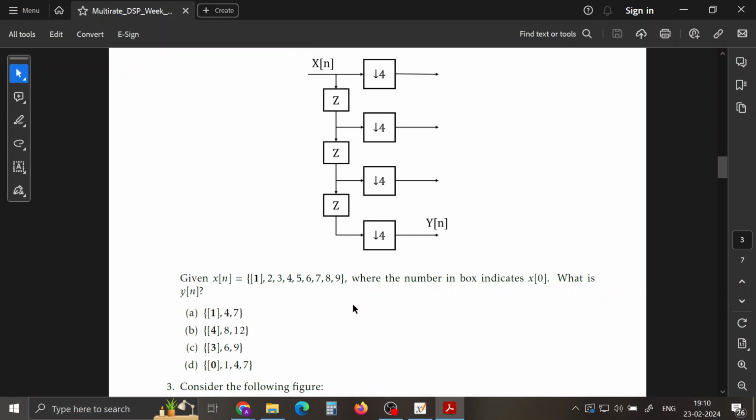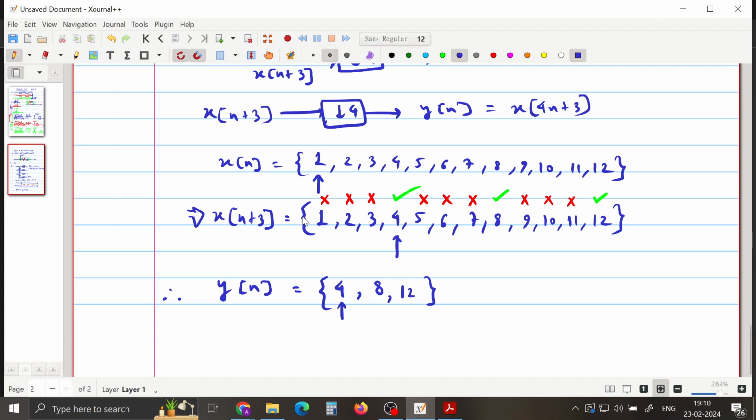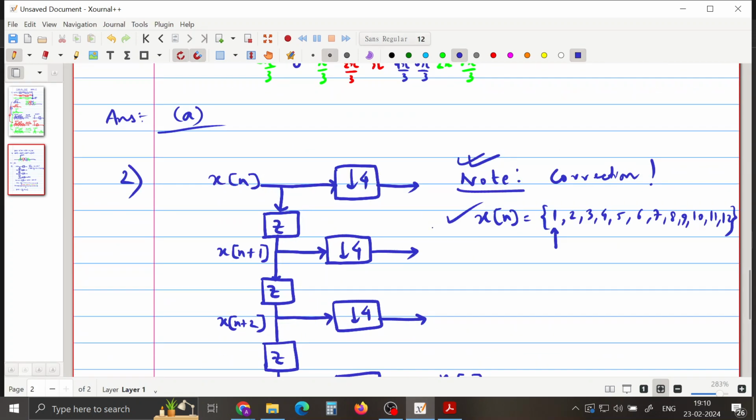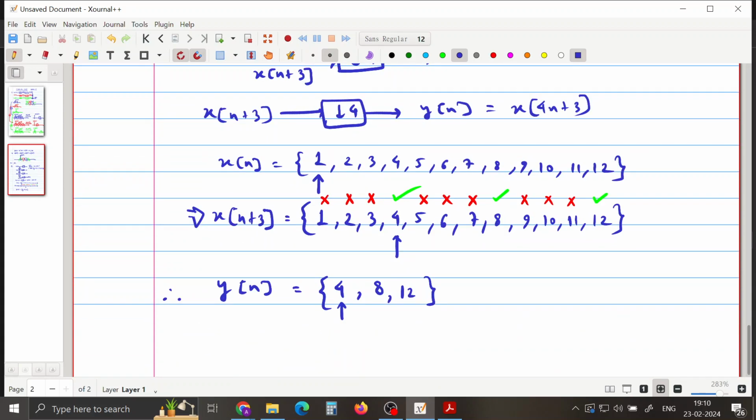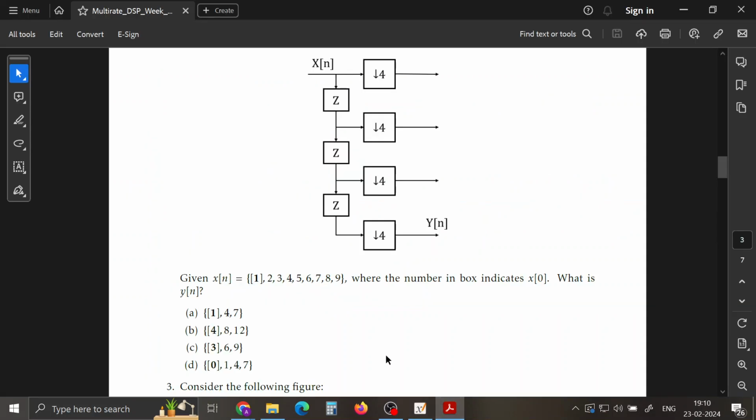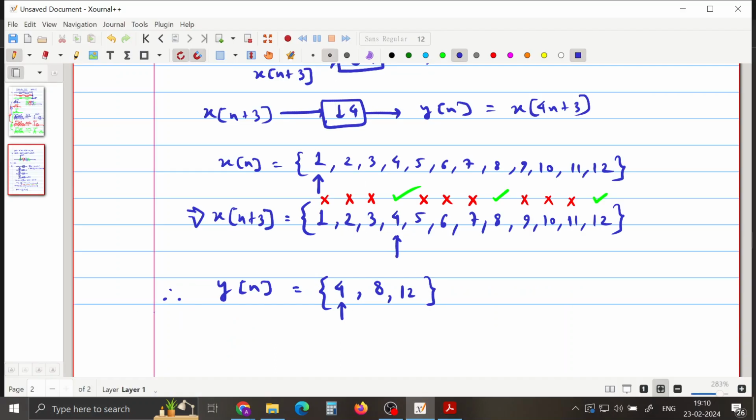And in the question, there is one correction in the input sequence. It's not up to 9, it's up to 12. Maybe I'll update the question and then upload it. So anyways, I have mentioned it here. X of n is this. Okay. So this is our y of n, and it matches with option B. So our answer is option B. Okay.